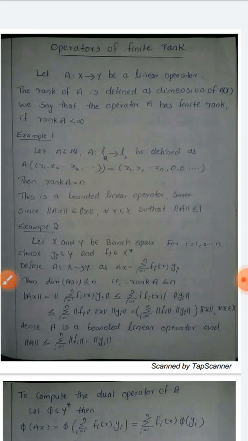Next, Example 1. Let n belong to N. n is a fixed natural number. Define A from L2 to L2 as A of (x1, x2, ..., xk, ...) equal to (x1, x2, ..., xn, 0, 0, ...). Here L2 means sequence space. A from L2 to L2 is defined.